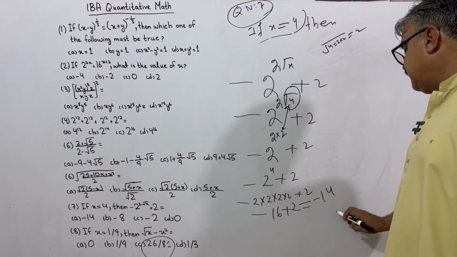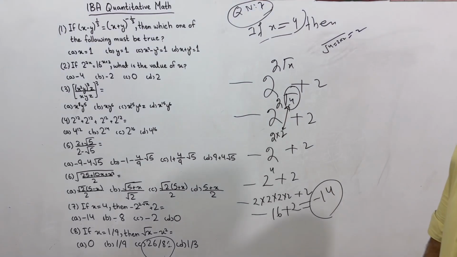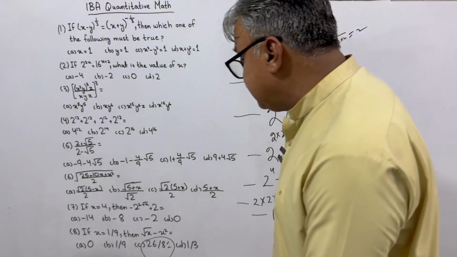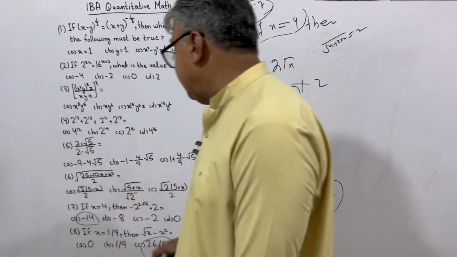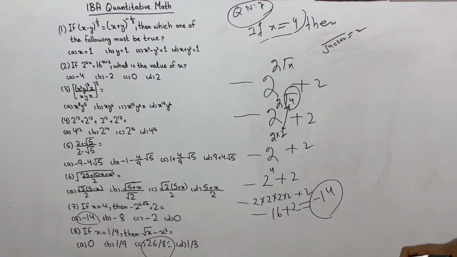So our answer is minus 14 in that case. Minus 14 is the right option. So option number A is the right option. That was question number 7.